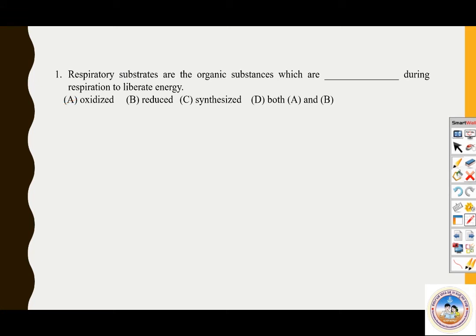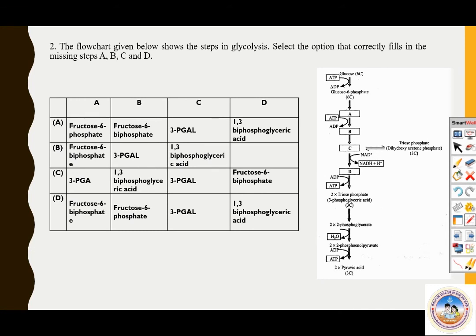Second one, flow chart. See, children, it is easy. Identify what is A, B, C and D. It is very easy. Glucose, so what is glucose getting converted into? Glucose 6-phosphate. What is glucose 6-phosphate getting converted into? It is getting isomerized. So what is it called? Fructose 6-phosphate. Am I clear to you? So fructose 6-phosphate is getting converted into what? Fructose 1,6-bisphosphate. Now fructose 1,6-bisphosphate is getting converted into phosphoglyceraldehyde.